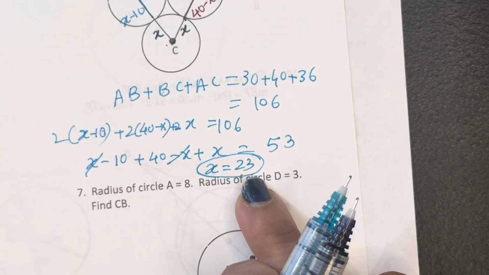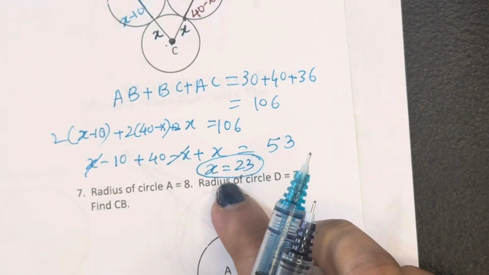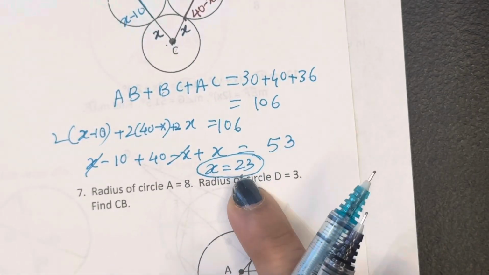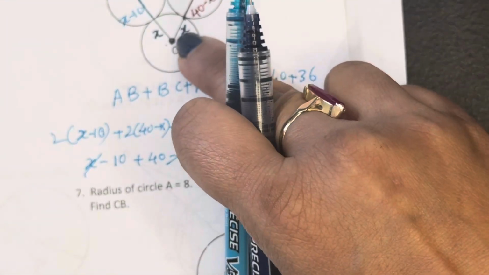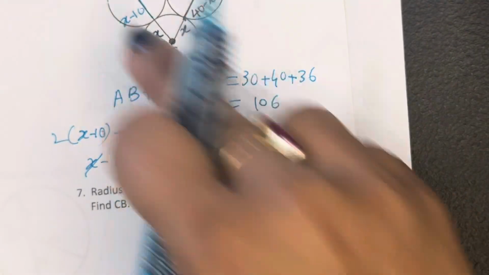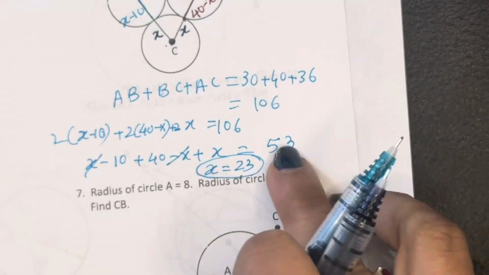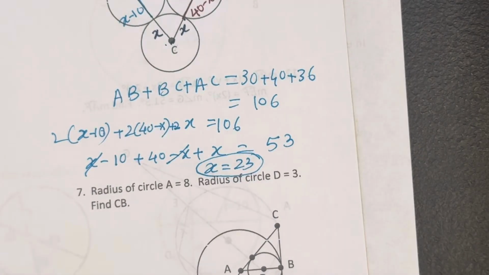If you want to check whether your answer is correct or not, you already got the answer. X, which is the radius of circle C, is 23. If you want to check your answer, you can plug x as 23. You can find all the values and the sum, and it should get 106. The total length should be 106, or half of it should be 53. You can check by yourself.